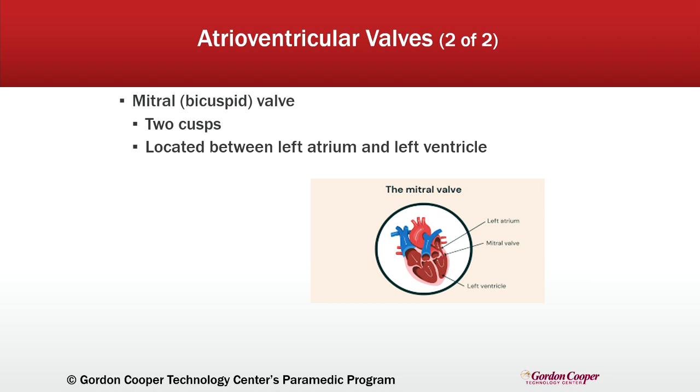So next up, we got the mitral valve, also called the bicuspid valve. So this one has 2 cusps, so a little different from the tricuspid valve that we just talked about. It's located between the left atrium and the left ventricle. This valve plays a key role in keeping blood flowing properly from the left side of the heart.